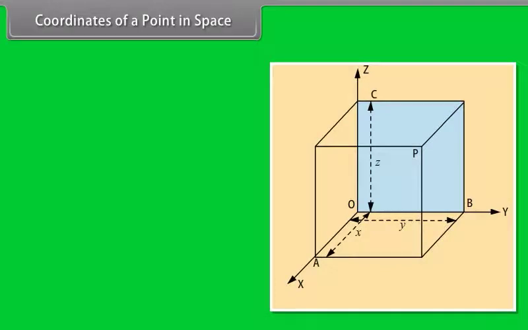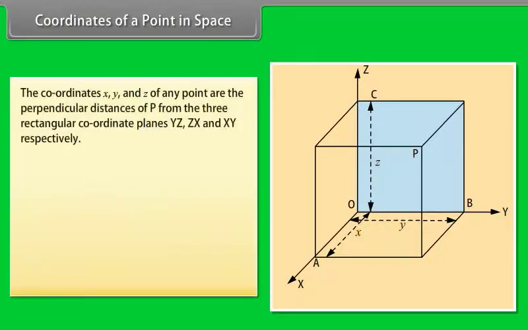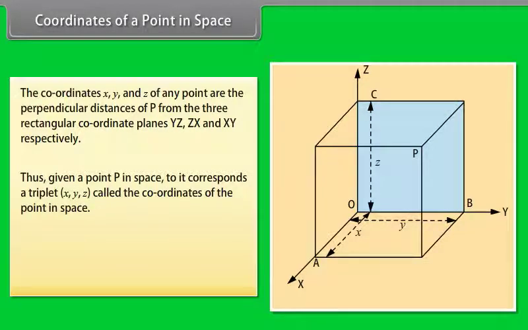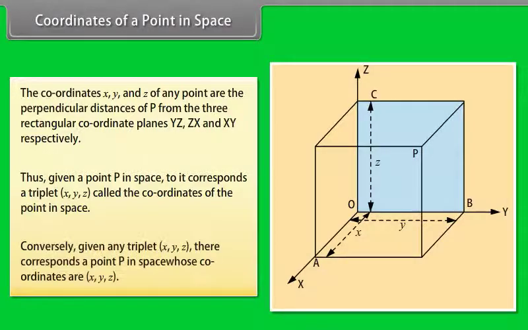Again, if we complete a rectangular parallelepiped through P with its three edges OA, OB and OC meeting each other at O and OP as its main diagonal, then the lengths OA, OB, OC, that is x, y, z are called the coordinates of the point P. The coordinates x, y and z of any point are the perpendicular distances of P from the three rectangular coordinate planes YZ, ZX and XY respectively. Thus, given a point P in space, to it corresponds a triplet x, y, z, called the coordinates of the point in space. Conversely, given a triplet x, y, z, there corresponds a point P in space whose coordinates are x, y, z.